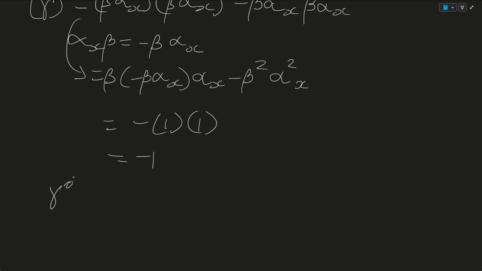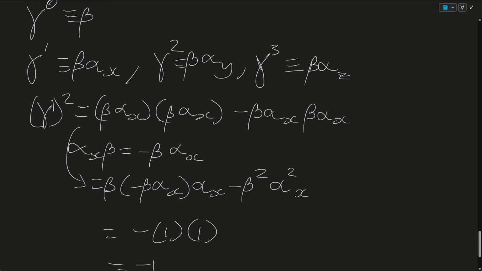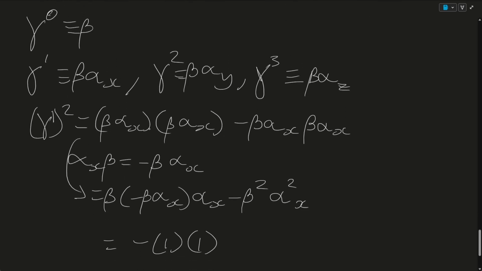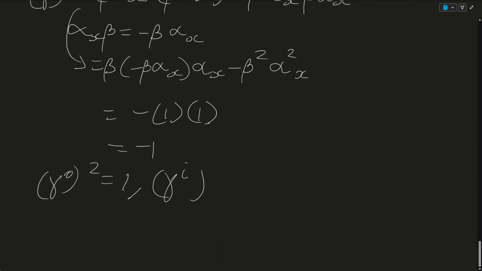Hence, gamma 0 squared is equal to 1, and the ith gamma squared is equal to minus 1. This definition actually applies to all of them. I'm just not going to write it all out, but if you don't believe me, you could try it yourself: square these and then use the anti-commutation principle. Squared is equal to minus 1.